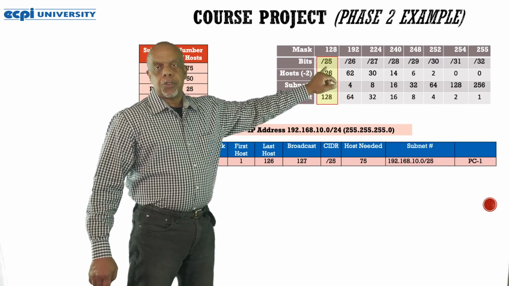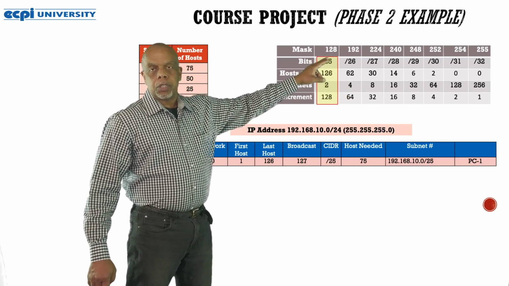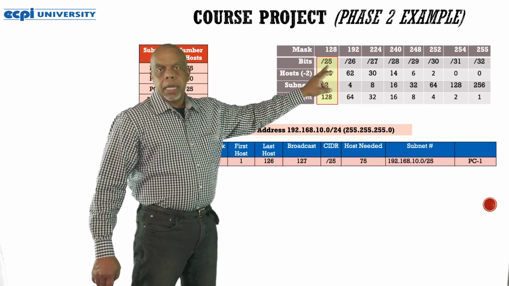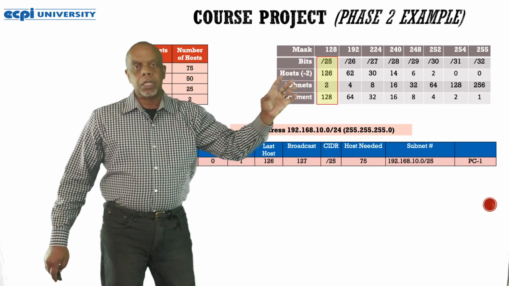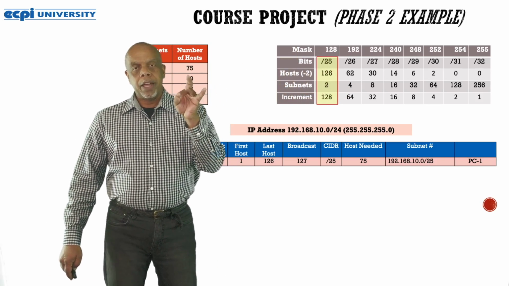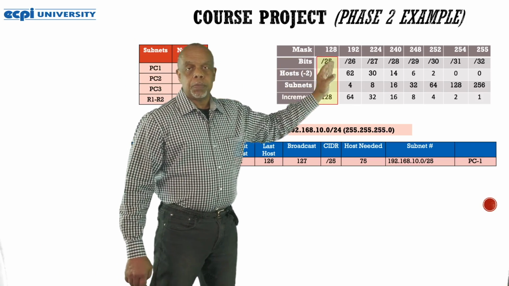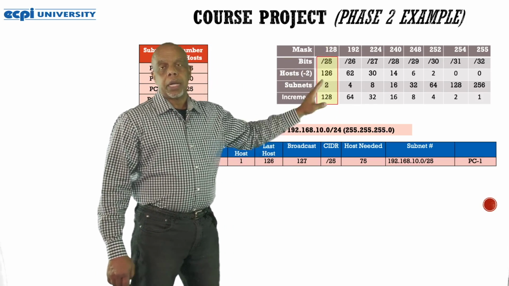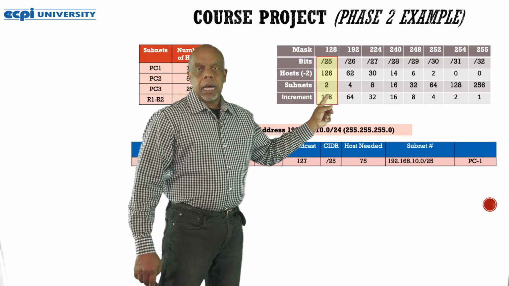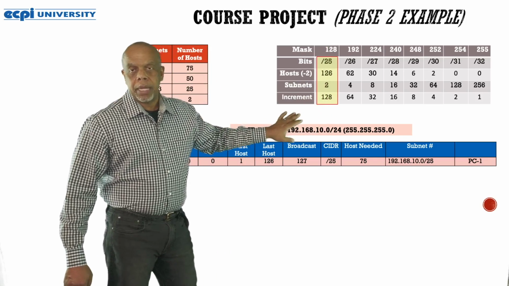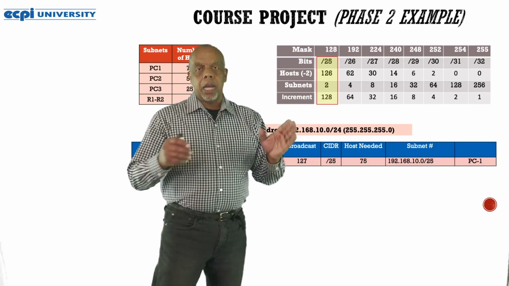Got it? 128. So with the subnet mask of 128, that's going to be 25 bits, meaning I'm using 255, 255, 255, which is 8 bits each, or 24. And then I'm going to use the first bit out of the 4th octet. That's where I get 25 from. It gives me 2 subnets, and it's incrementing at 128.